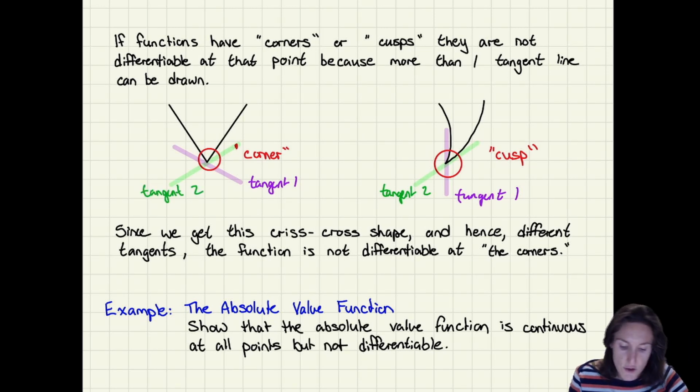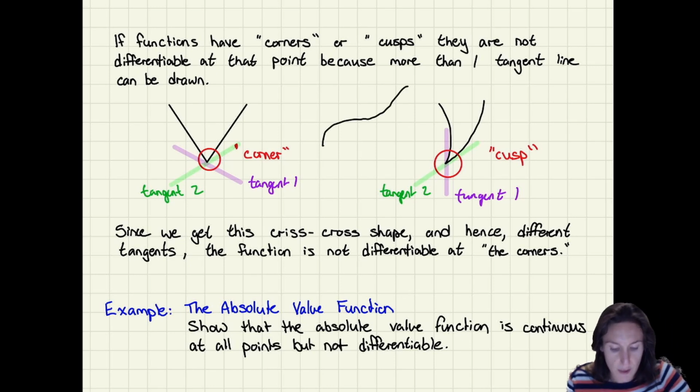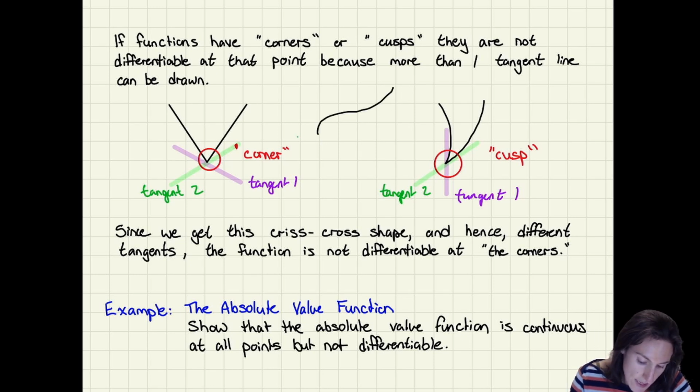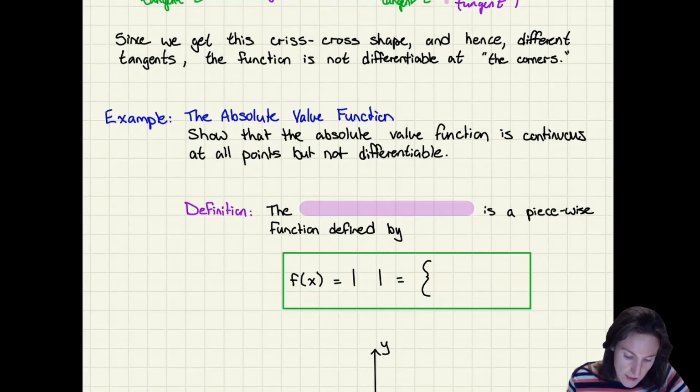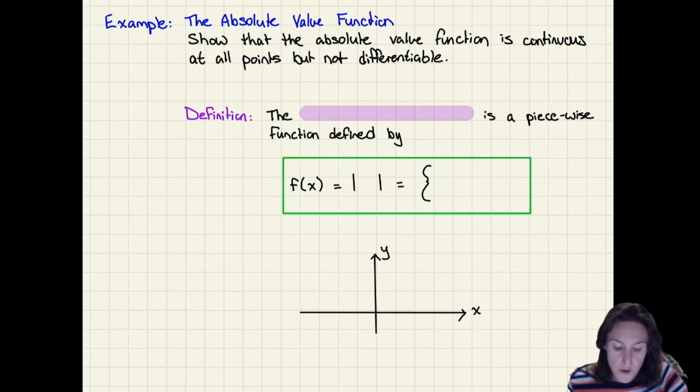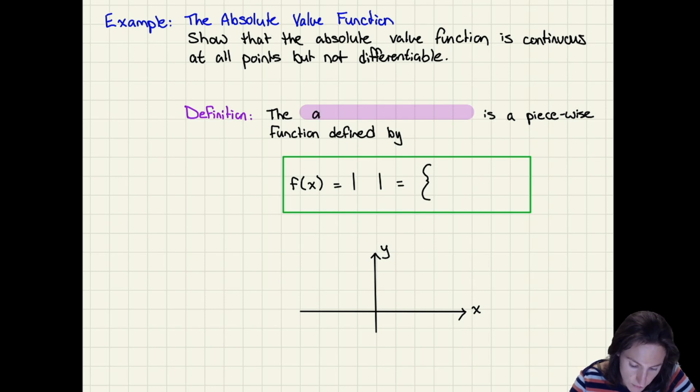Okay, so this means that they're not differentiable. If you think about drawing a nice smooth curve like a polynomial, if you draw the tangent line from the left or from the right, it's the same line. So we have differentiability. But for corners and cusps, we don't have that. We get this crisscross shape. Now, one famous example of a function that's continuous but not differentiable is this thing called the absolute value function. And we're going to define what it is.